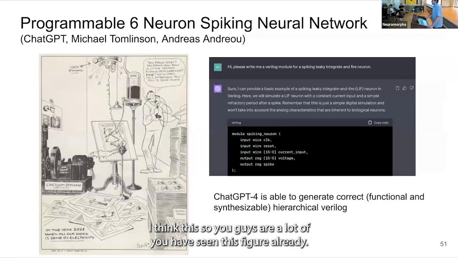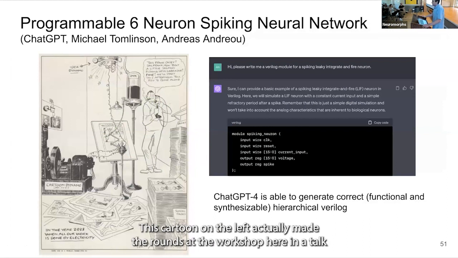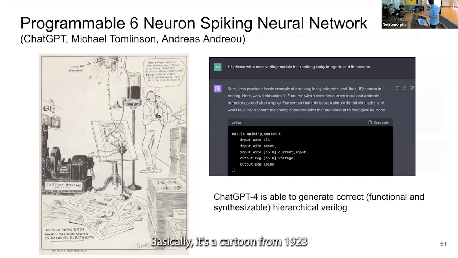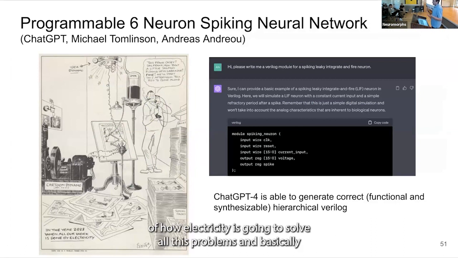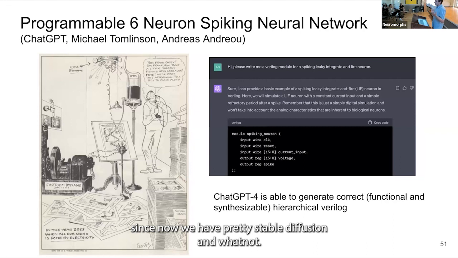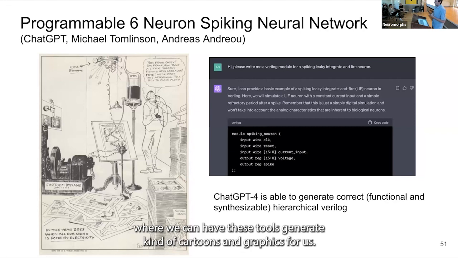Yeah, sure. I think a lot of you have seen this figure already, this cartoon on the left. It actually made the rounds at the workshop here in a talk yesterday, and in popular media sometime this year. Basically, it's a cartoon from 1923 by a newspaper cartoonist, making fun of how electricity is going to solve all of his problems, and basically come up with the ideas and make the cartoon for him. It circulated recently since now we have ChatGPT, Stable Diffusion, and whatnot. So we're at this reality 100 years later, where we can have these tools generate cartoons and graphics for us.